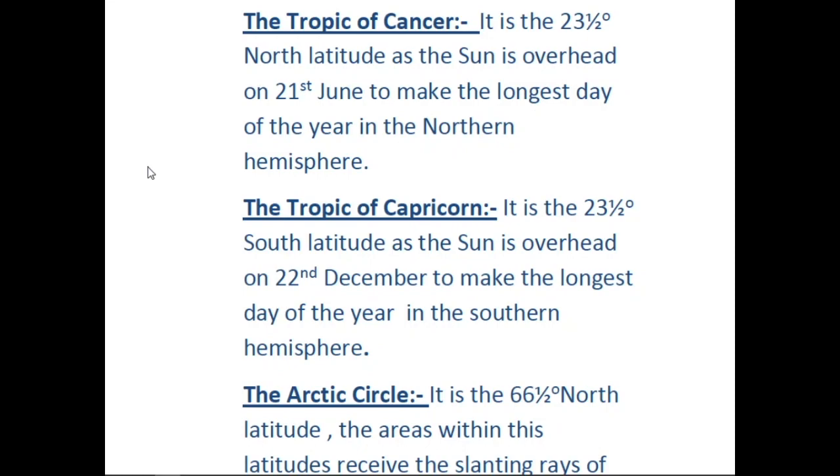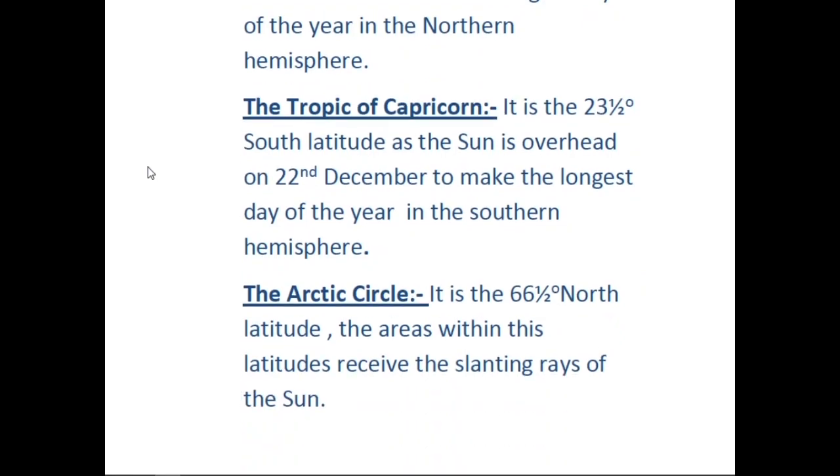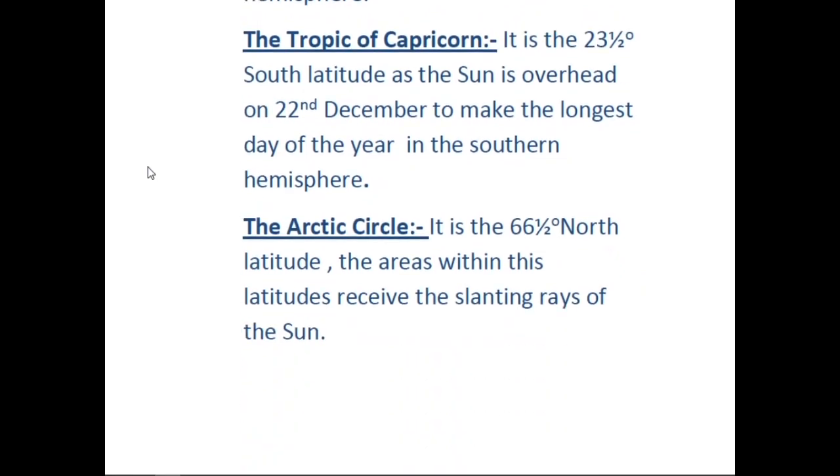Now the other important parallels of latitude. The Tropic of Cancer is the 23.5 degree north latitude. Here on June 21st, the sun remains overhead, which makes the longest day of the year in the northern hemisphere. Next to it, in the southern hemisphere, the other one is the Tropic of Capricorn. Here on December 22nd, we get the longest day in the southern hemisphere because of the direct rays of the sun.